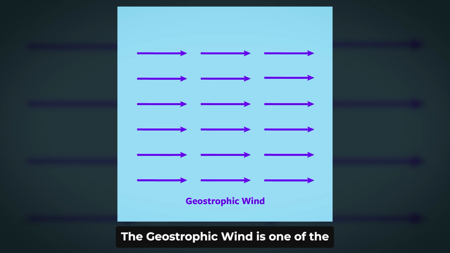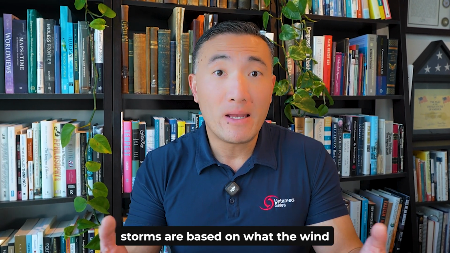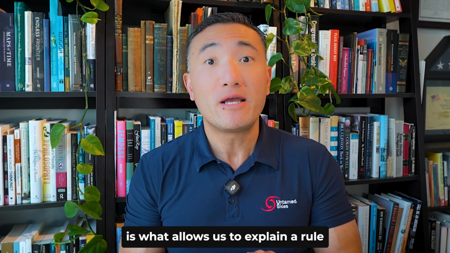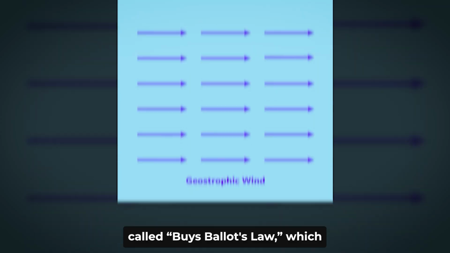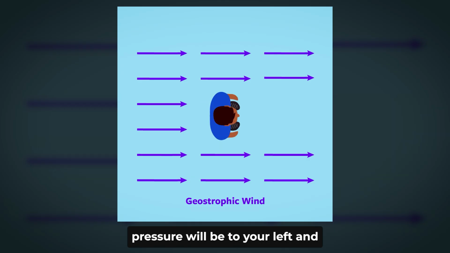The geostrophic wind is one of the most fundamental concepts in meteorology. It's the natural law that helps us figure out what winds are doing around storms, and it also allows us to estimate where storms are based on what the wind is doing. Geostrophic wind balance is what allows us to explain a rule called Buys Ballot Law, which states that in the Northern Hemisphere, when you stand with your back to the wind, lower pressure will be to your left and higher pressure will be to your right.